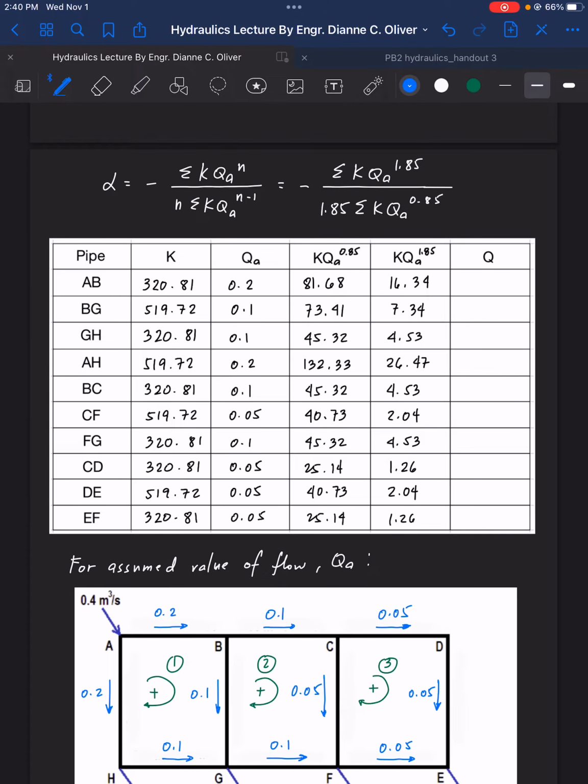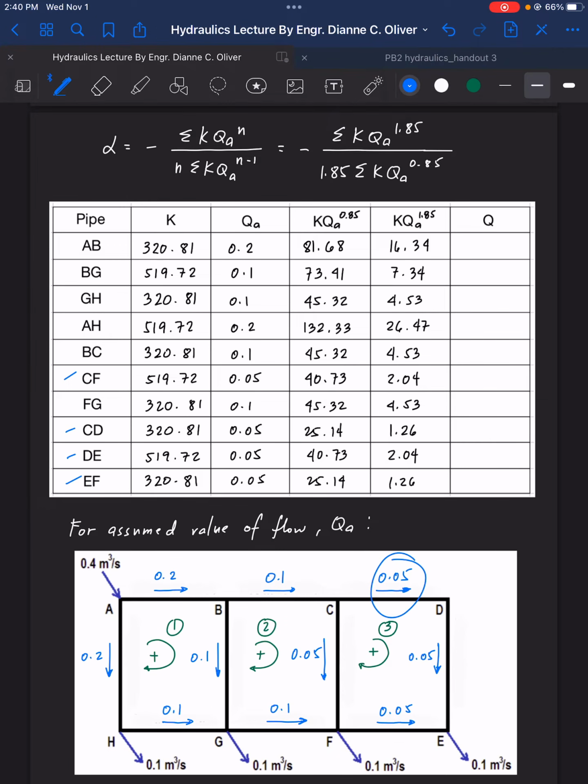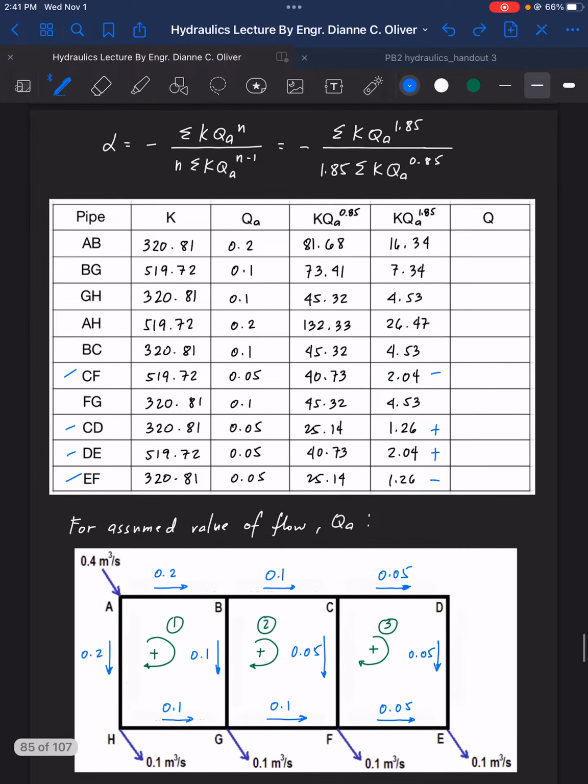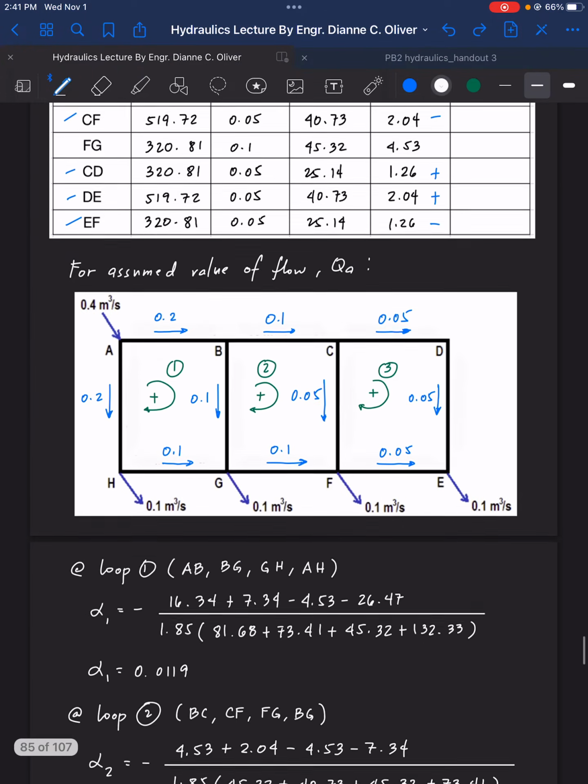So we have there CD, DE, EF, and then CF. Looking at the flow, CD is clockwise, positive. DE is also clockwise, positive. EF is counterclockwise, negative. And CF is counterclockwise with the third loop, so that is negative. Therefore, we're going to use these values for the formula.